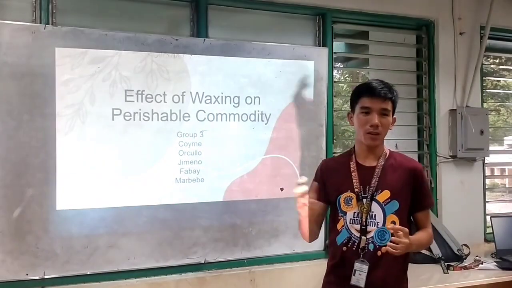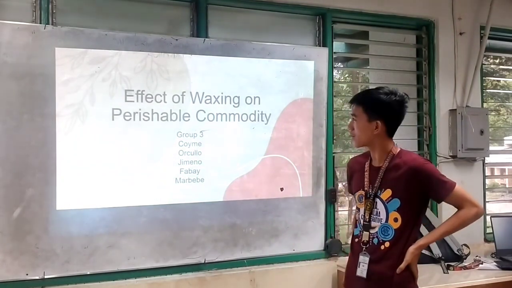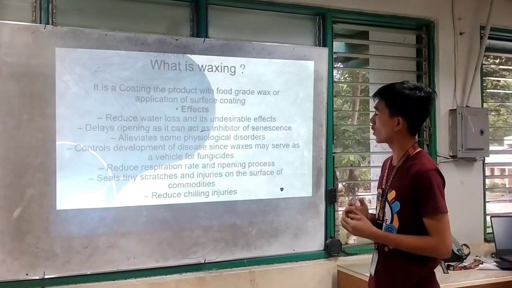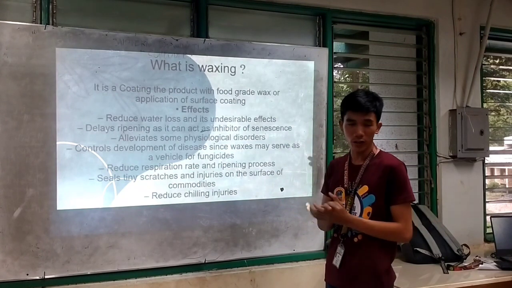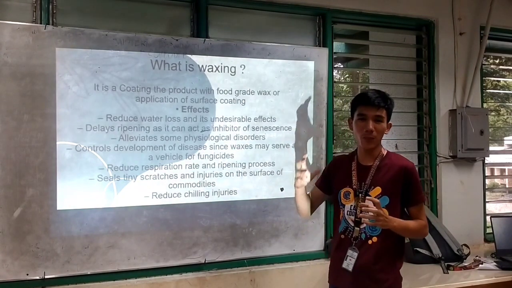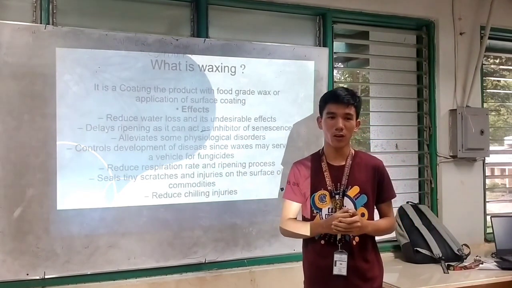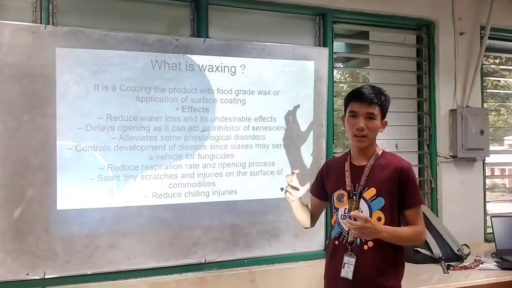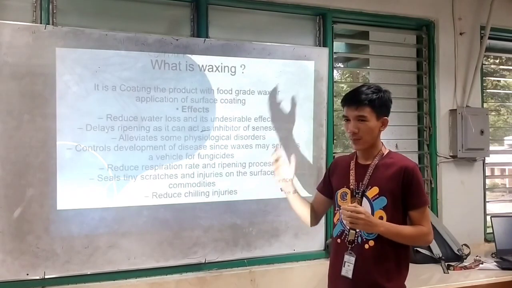So now, we are tackling what waxing is. Waxing is a coating of products with food grade wax, or the application of a surface coating. So it means it prevents water loss in that specific perishable plant. For example, the plant that we used is the eggplant.